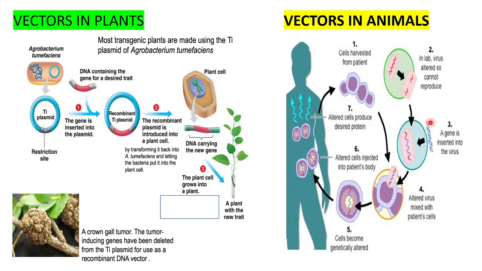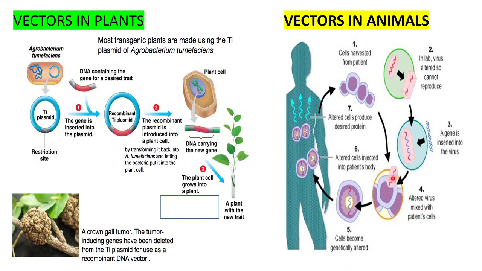Then after modifying, what is done? The gene that we want to place inside the human is added into the virus. The gene that we want to place in the animal is added to the viral genetic material. Now the whole altered virus is mixed with the patient's cells. The cells that were taken out, into them the virus is allowed to enter, allowed to react. Now what will happen? The cells become genetically altered.